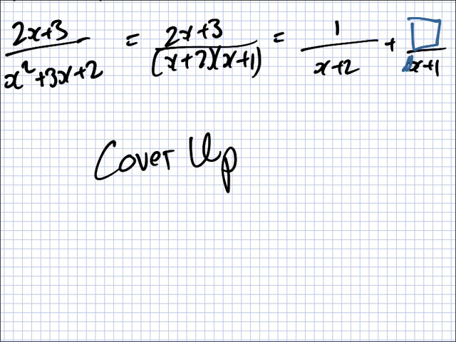Now, you want this one here, yeah? Again, you cover this up. You cover this up. And then you use x equals minus 1. Yeah? So that's 2 times minus 1 plus 3 over minus 1 plus 2. What do you get here? You get 1.